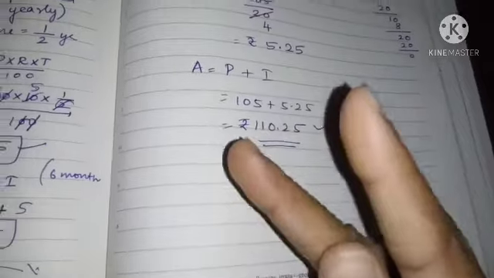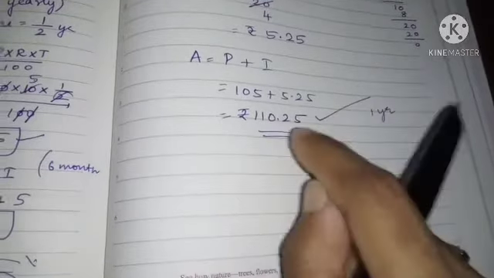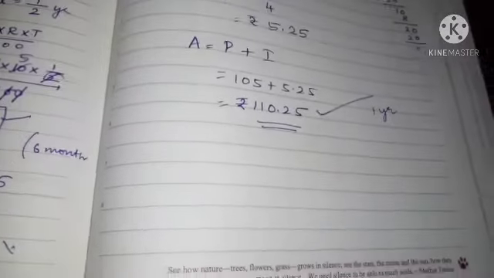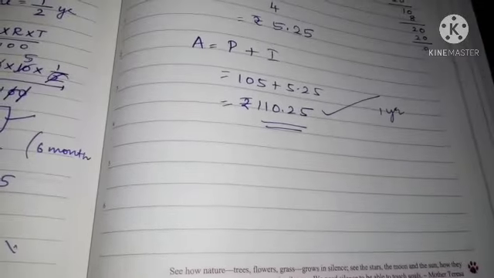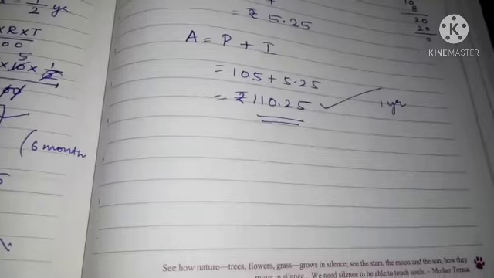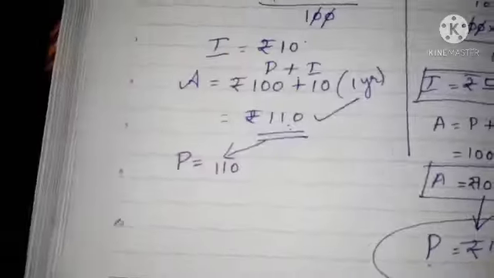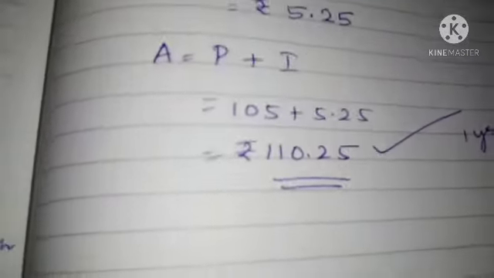110 rupees, because 2 6 months we have considered. So 25 paisas extra. When you are paying like this, every 6 months, you have to face some small changes in the interest value. Okay, this is 110 rupees. Here it is 110, but here it is 110.25.